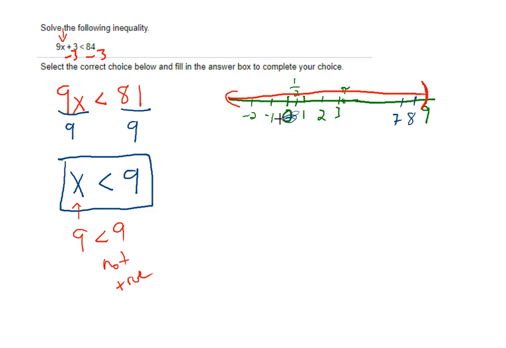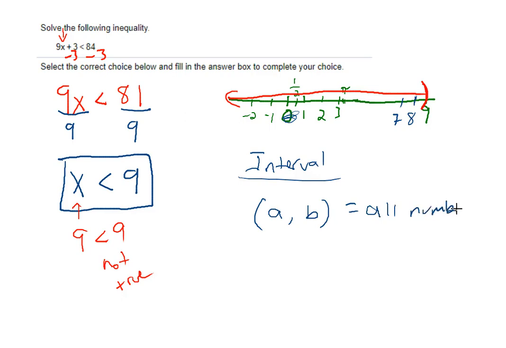On Math Excel, this is going to be multiple choice. If you're asked to write this as an interval, interval notation works like this. You give two numbers, and what is indicated by these two numbers is you want the set of all numbers in between the two that are given. So A comma B would indicate all the numbers between A and B. So that's what we mean by interval notation.